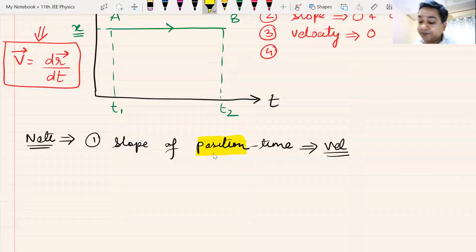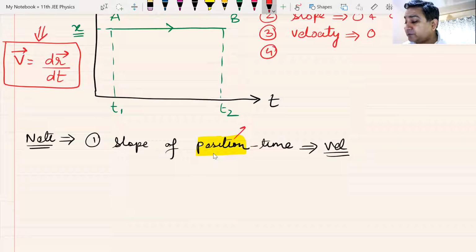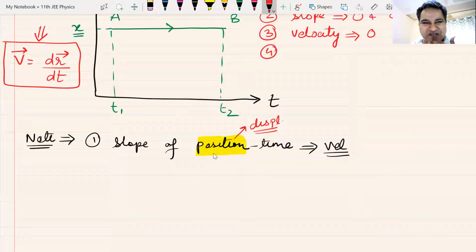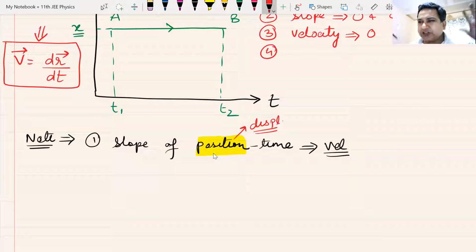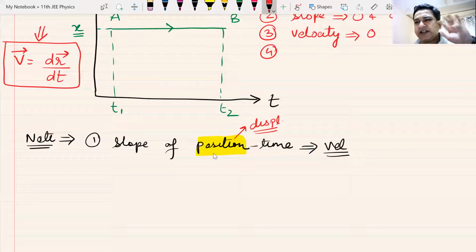In most of your books, instead of position time graph, you will get something else. Those people would be drawing displacement time graph. Remember, beta, velocity is not the derivative of displacement with time. It's written wrongly in books. Velocity is the derivative of position vector with time. That is the real correct definition of velocity. So even if some book says displacement time graph, just ignore them. Understand that it is position and do it as position.